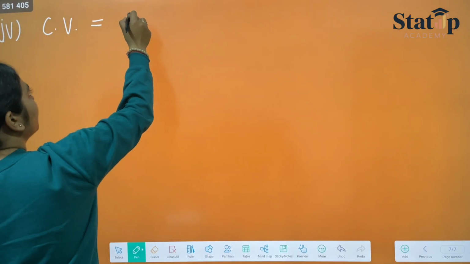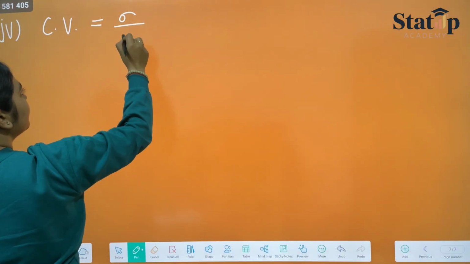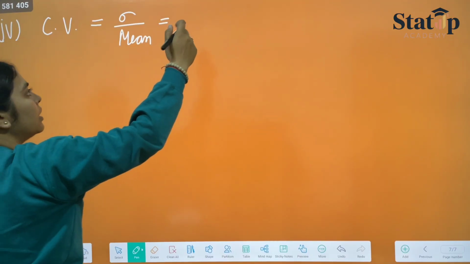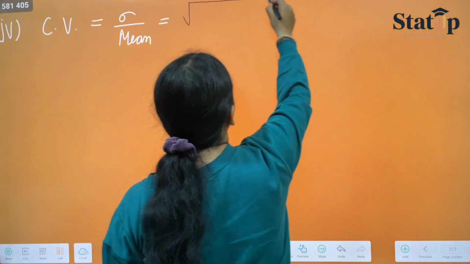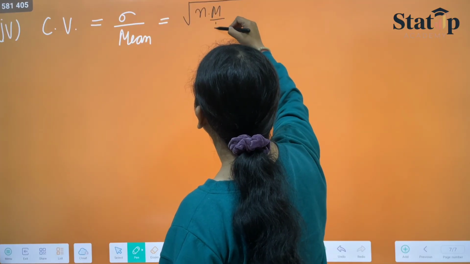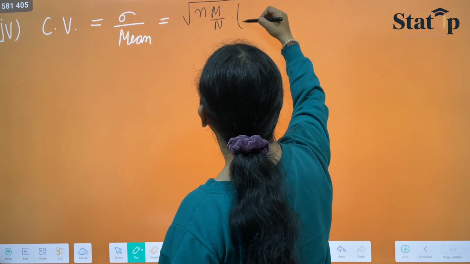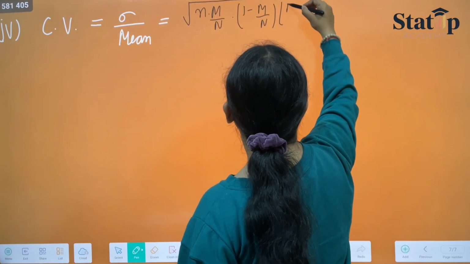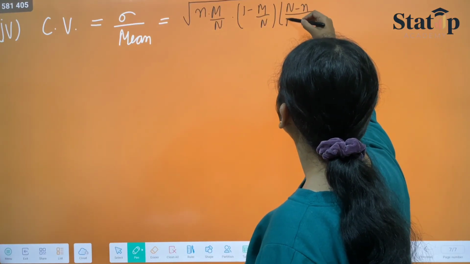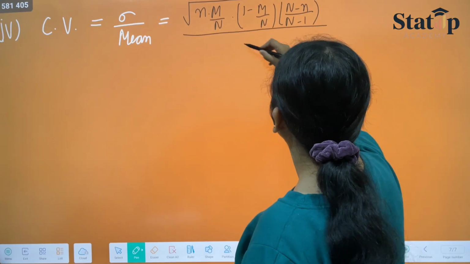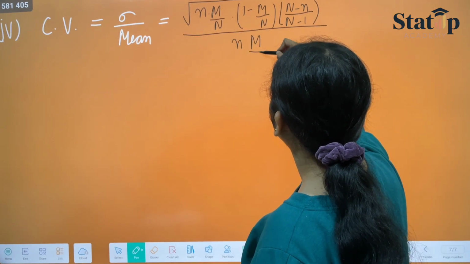We know the formula for coefficient of variation: standard deviation upon mean. Now standard deviation is nothing but the square root of variance. Variance has been given to us as m upon n into 1 minus m upon n into (N minus n) upon (N minus 1), upon mean. Mean is m upon n.